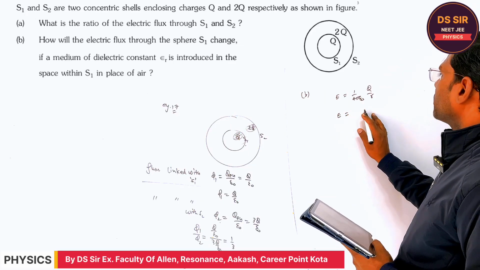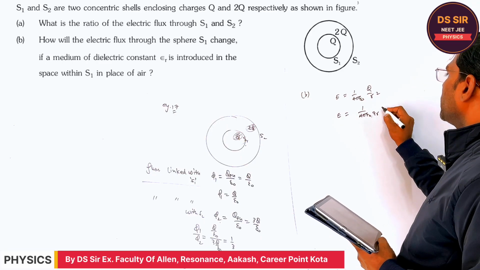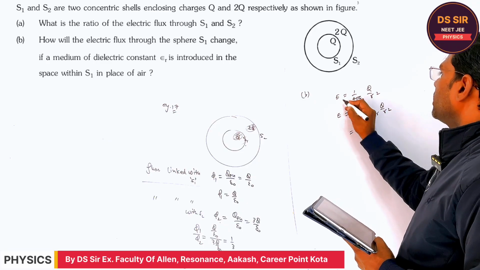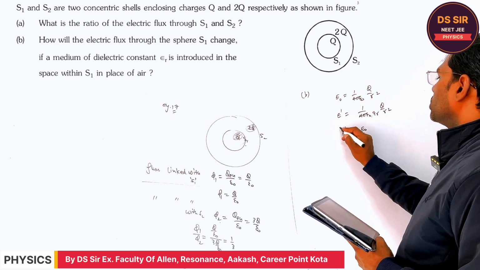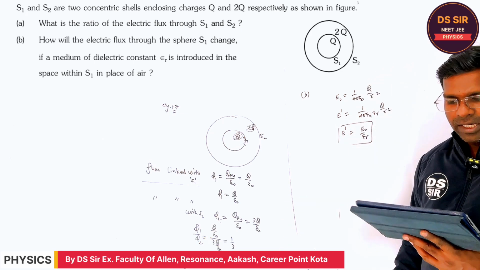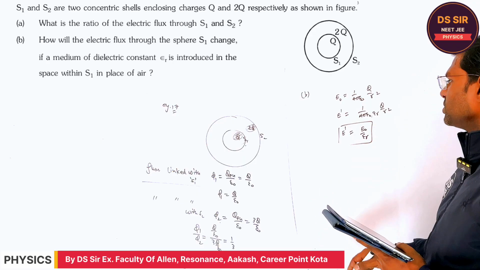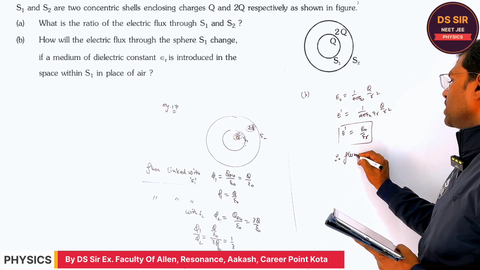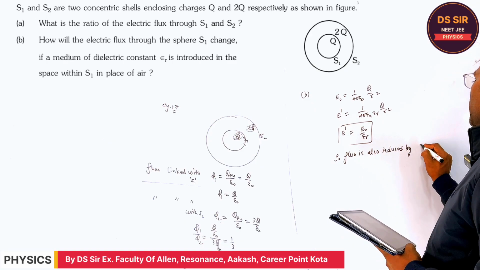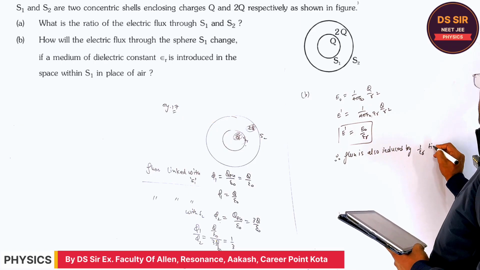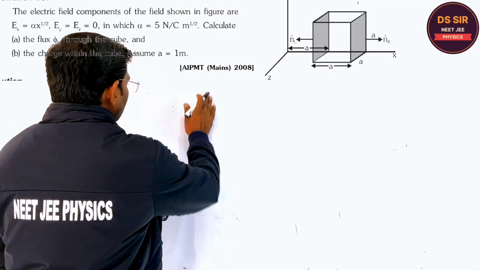But if some dielectric medium is placed, it becomes epsilon r times. So the electric field, if you assume E naught, so E dash becomes E naught by epsilon r. So electric field is reduced by epsilon r times. Is it clear or not? Therefore flux is also reduced by epsilon r times, right? 1 upon epsilon r times. Is it clear or not? Copy this.